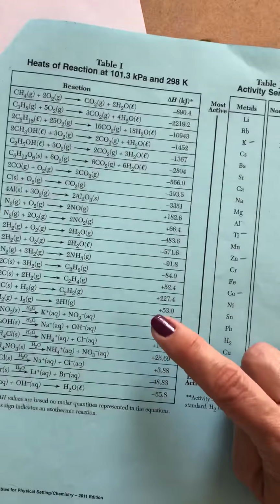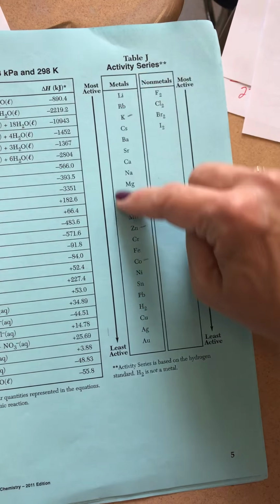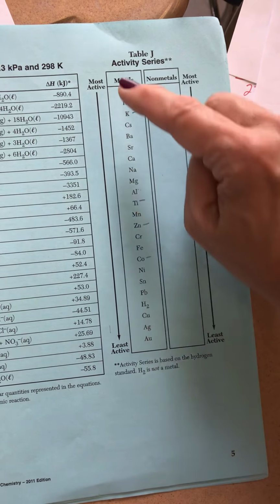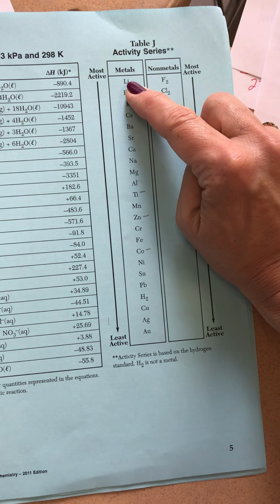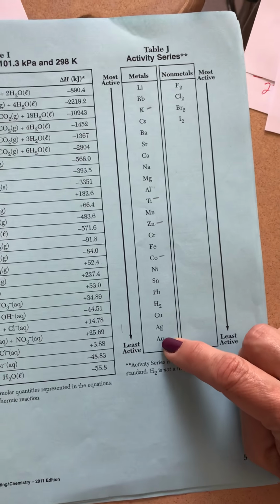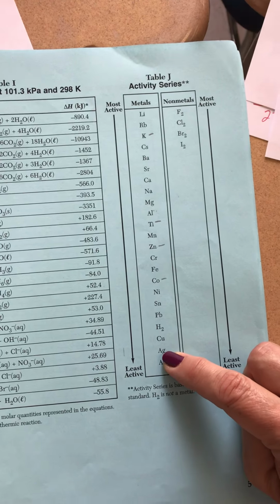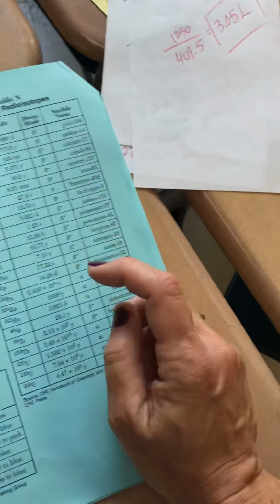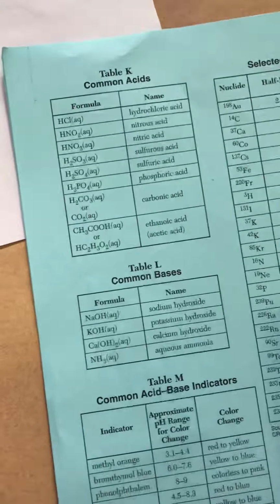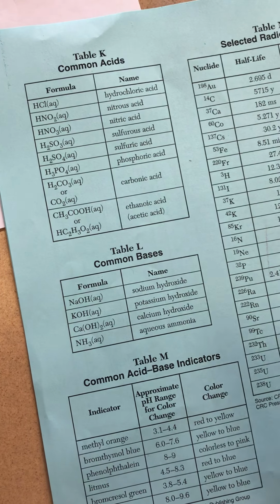Table J is our activity. So these are my metals. This is telling me how likely is it for them to oxidize. At the top, most likely to oxidize. At the bottom, least likely to oxidize. So that's why gold and silver are jewelry. They're least likely to oxidize on your wrist. All right, nonmetals. These want to reduce. So this is most likely to reduce and least likely to reduce. So you can tell if a reaction is spontaneous if your metal is oxidizing and your nonmetal is reducing, or if the metal that's oxidizing is higher than the metal that's being reduced.